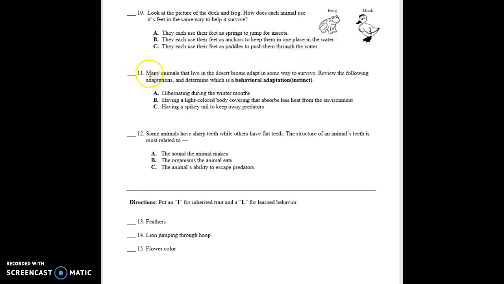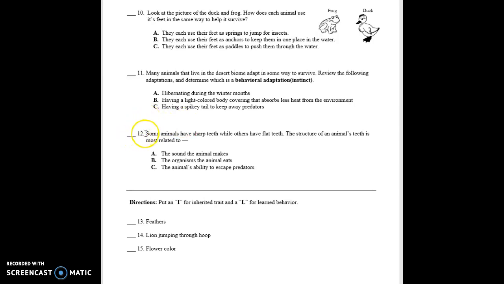Number 11. Many animals that live in the desert biome adapt in some way to survive. Review the following adaptations and determine which is a behavioral adaptation instinct. A. Hibernating during the winter months. B. Having a light-colored body covering that absorbs less heat from the environment. C. Having a spiky tail to keep away predators.